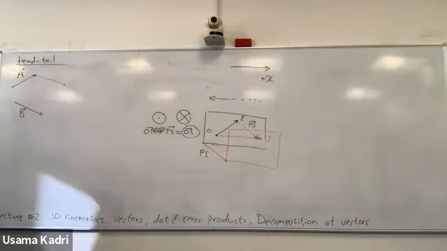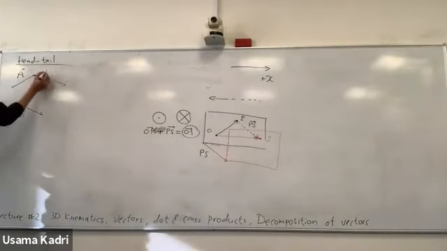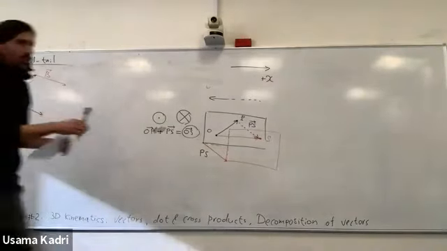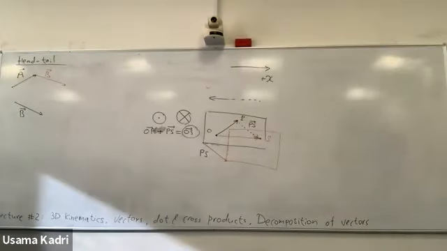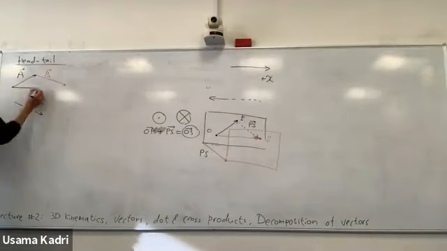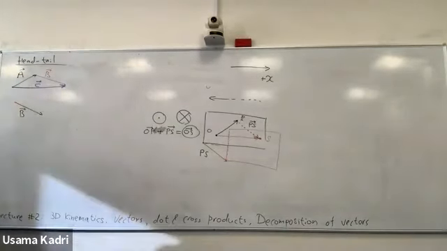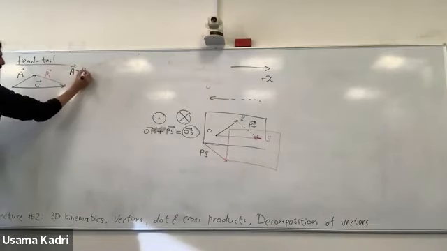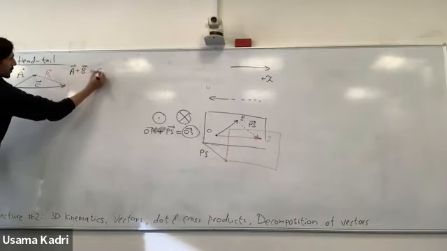Okay, so we have vector A, and this is vector B. And what you do, you connect the tail of vector A with the head of vector B. We can call this vector C. This is A plus B equals C.